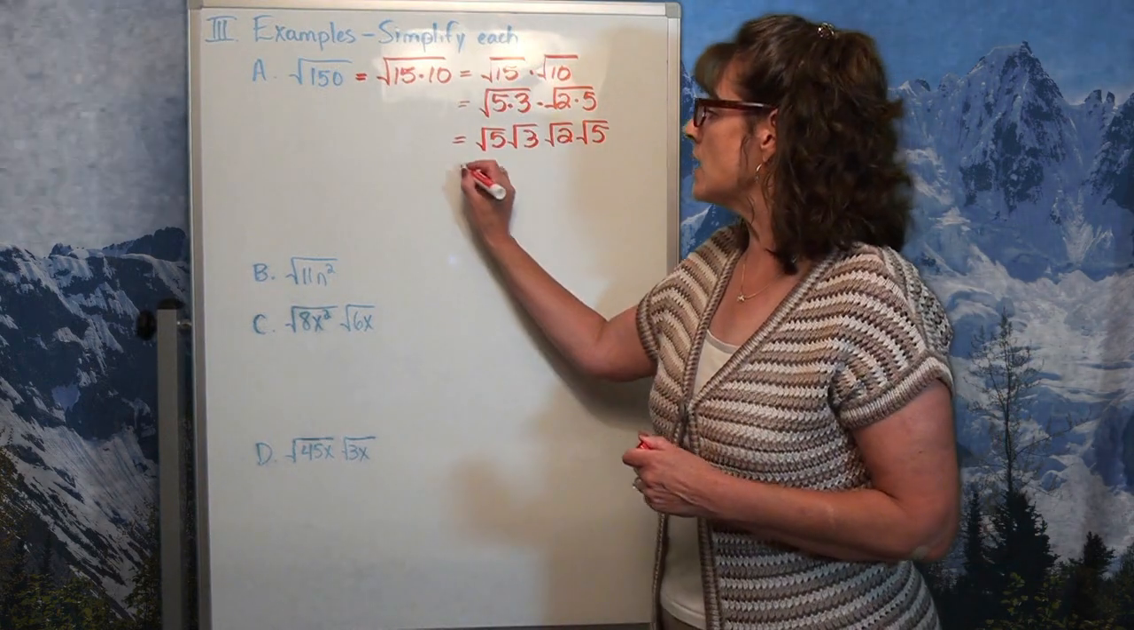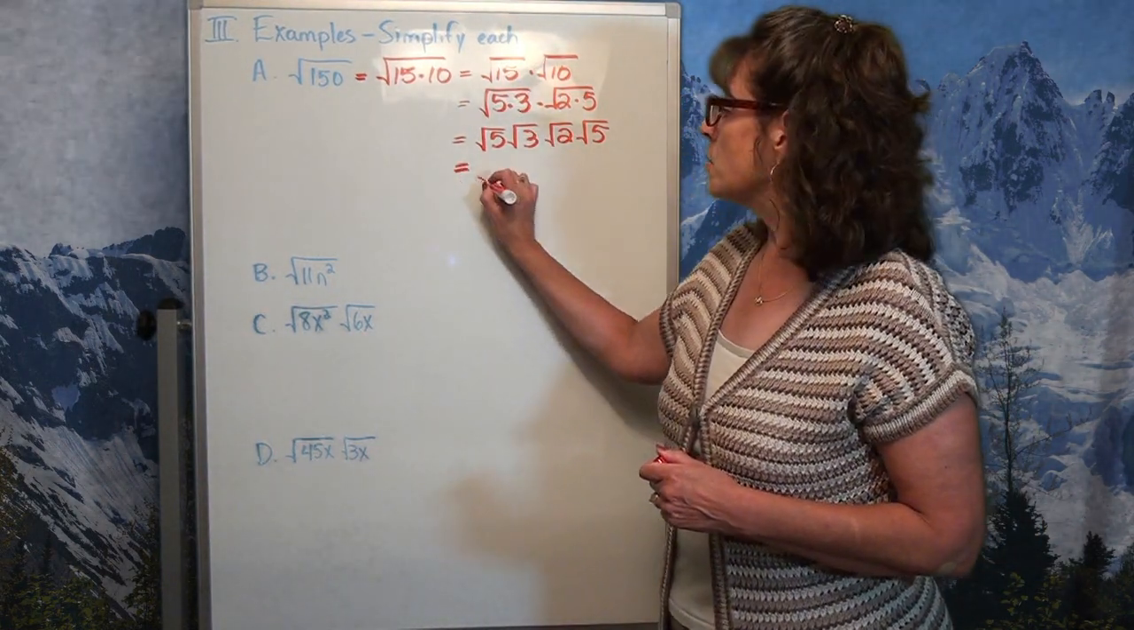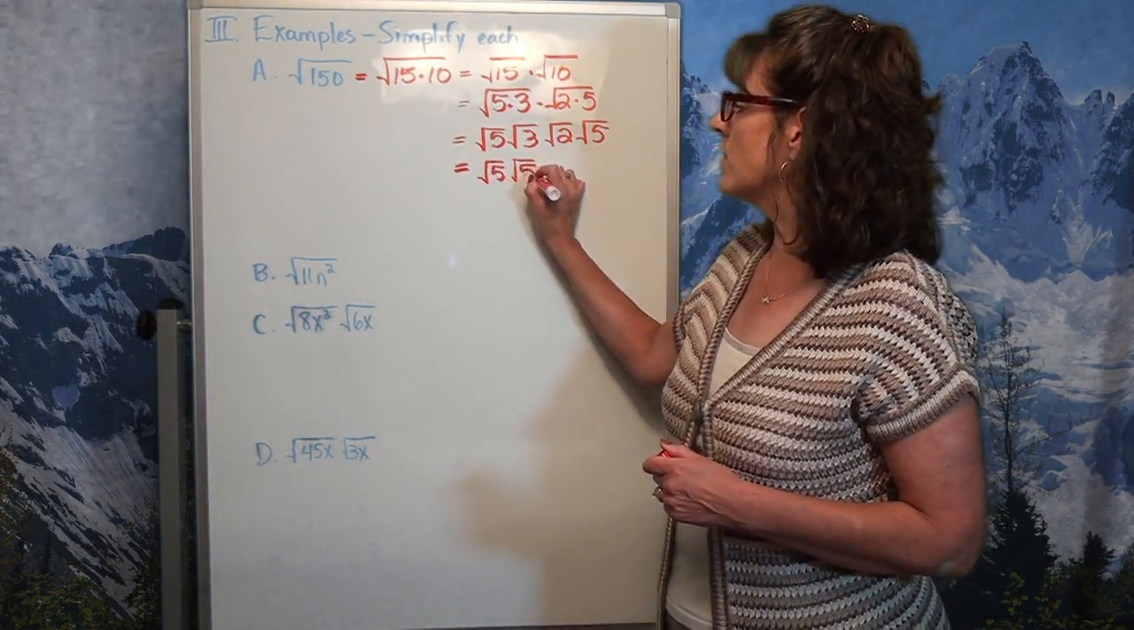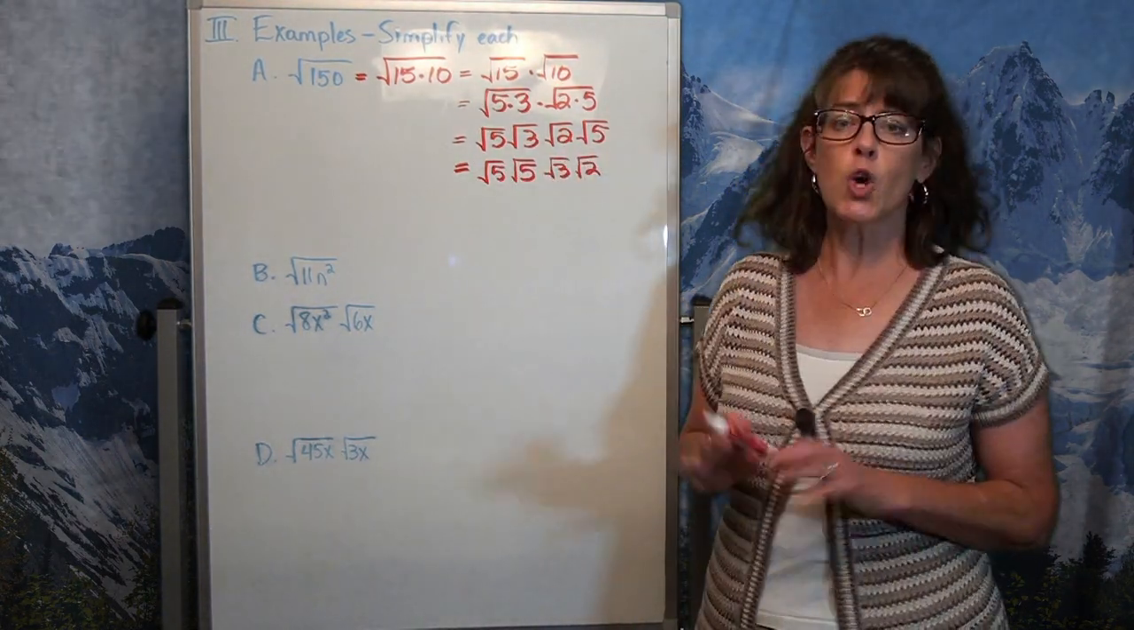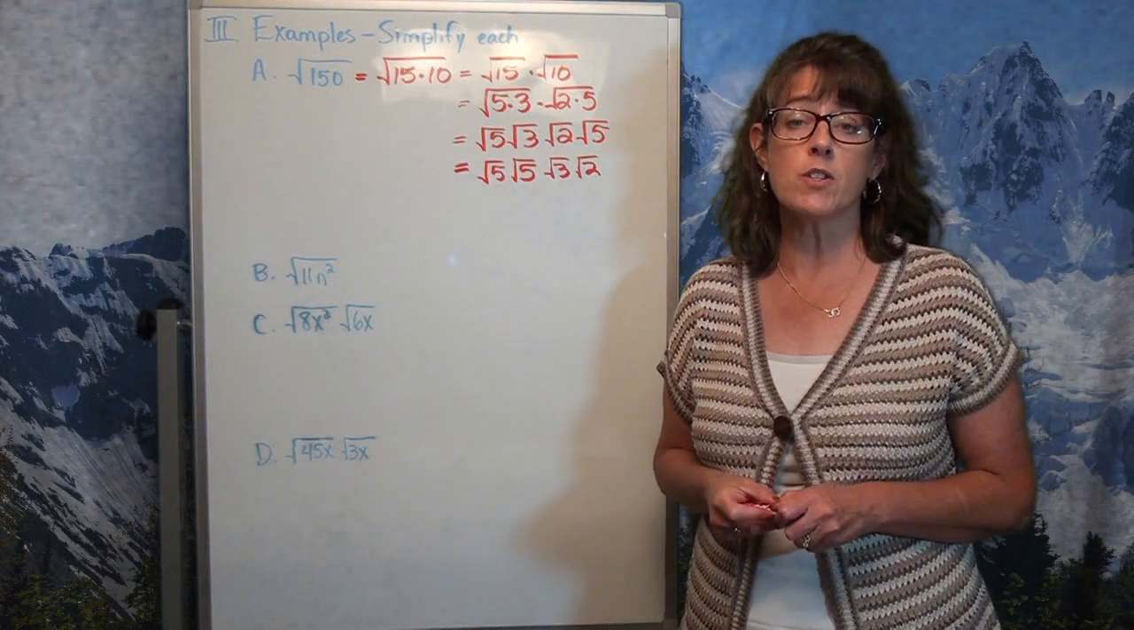So in other words, it is possible to put the square root of 5s together like this, and then put that square root of 3 and that square root of 2 back here. Totally legal because multiplication is commutative and associative.